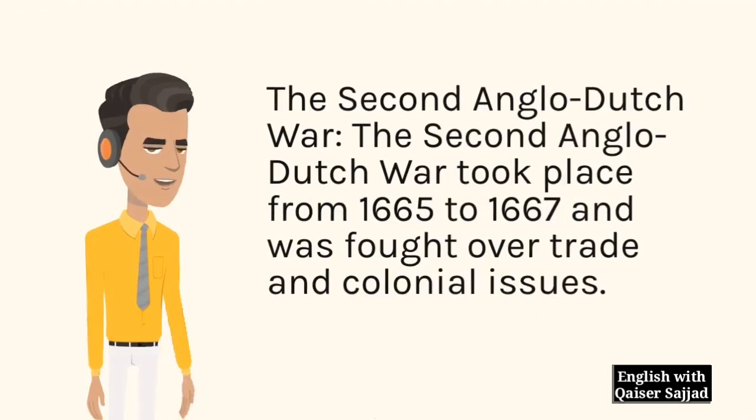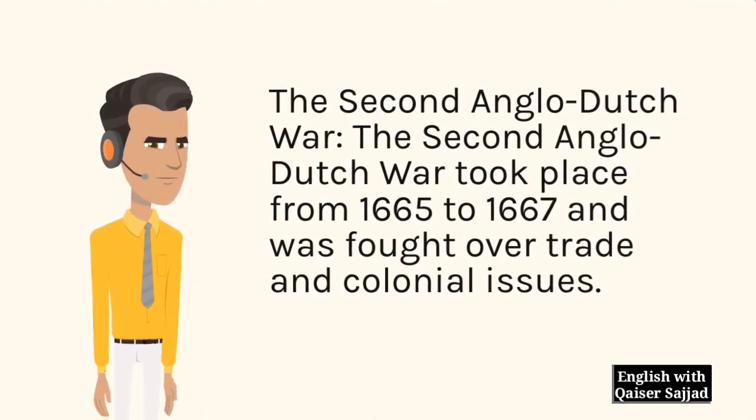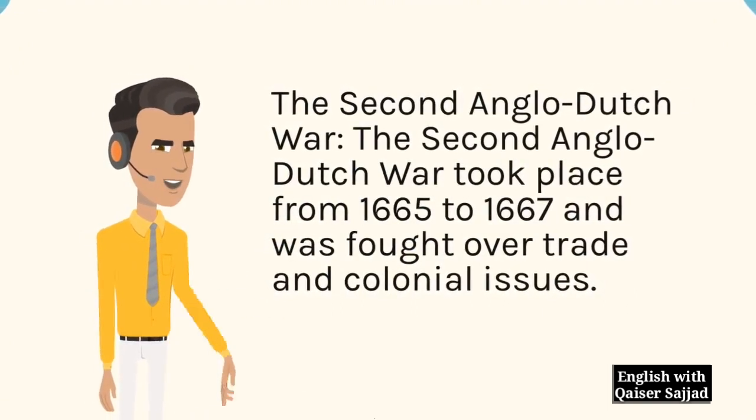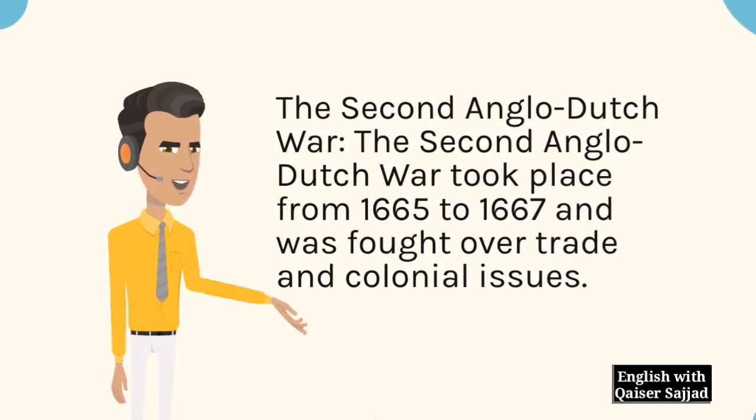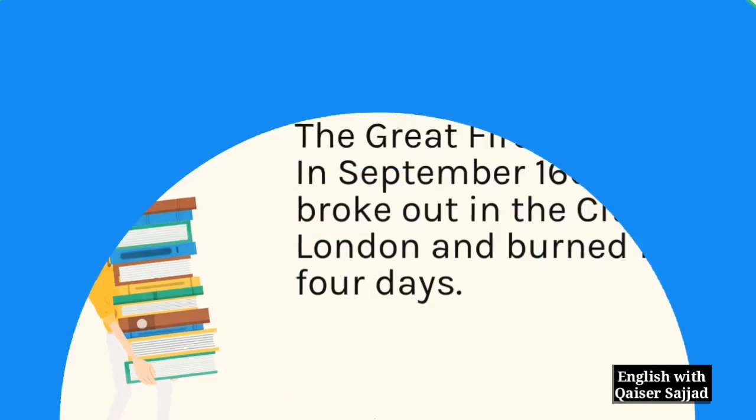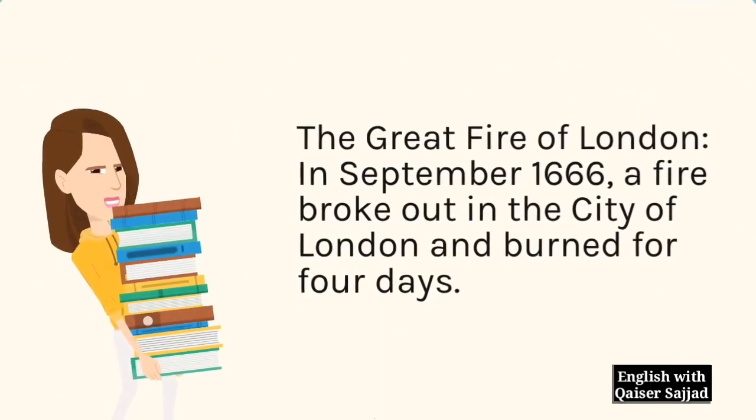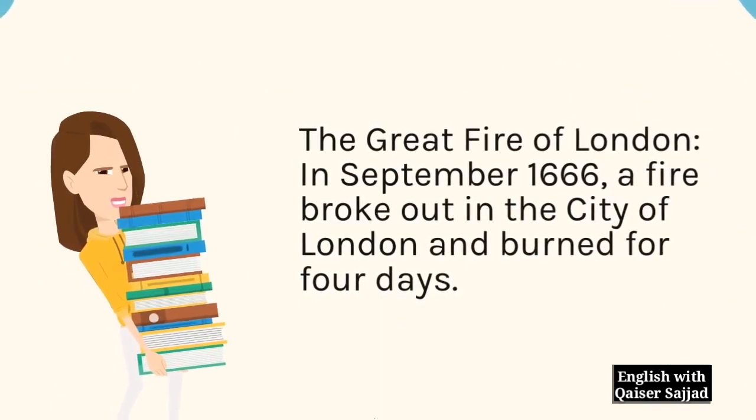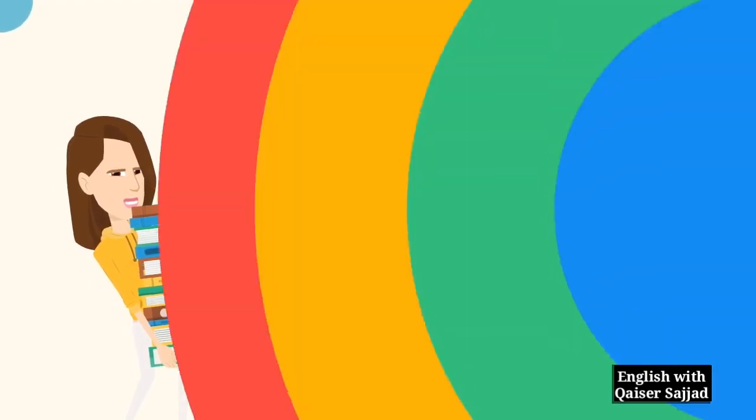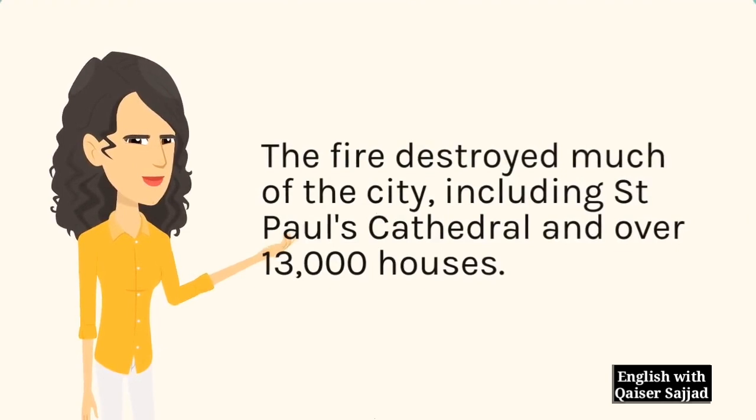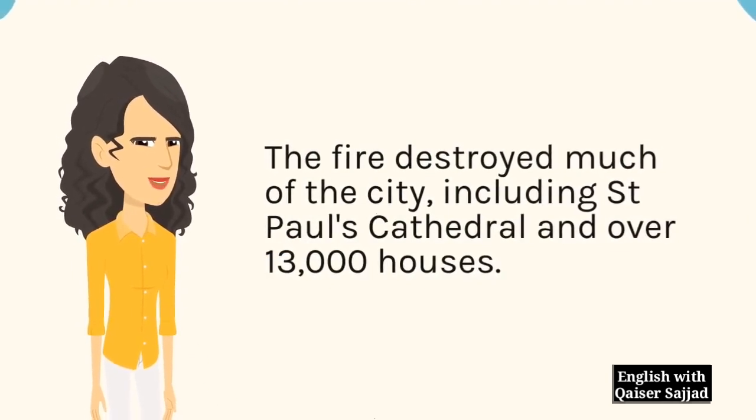The Second Anglo-Dutch War. The Second Anglo-Dutch War took place from 1665 to 1667 and was fought over trade and colonial issues. The Great Fire of London. In September 1666, a fire broke out in the city of London and burned for 4 days. The fire destroyed much of the city, including St. Paul's Cathedral and over 13,000 houses.